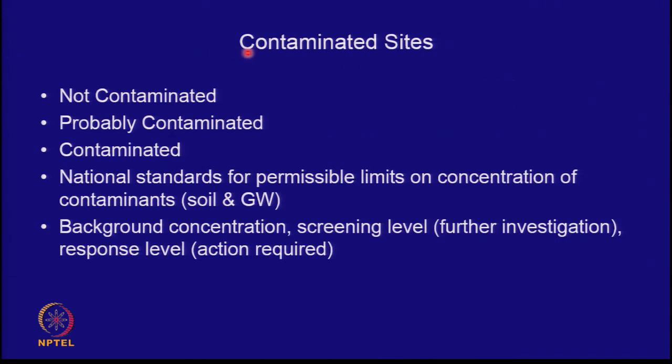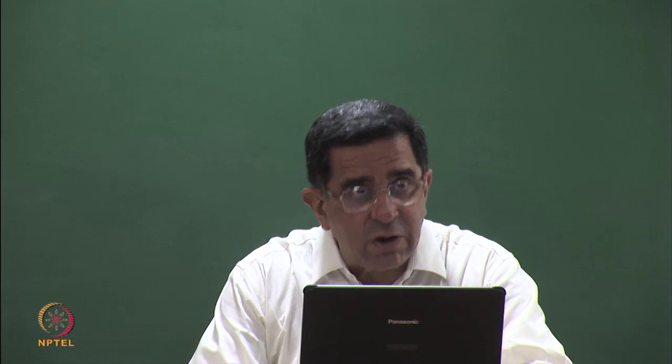When you have a site which is reported to be contaminated, and since this is all subsurface contamination, you will get either some visual reports, or you will get some groundwater contamination problems from a receptor. Then the question which comes to our mind is, is the site not contaminated? Is it probably contaminated, or is it definitely contaminated? Suppose you start getting contaminated groundwater in your hand pump.